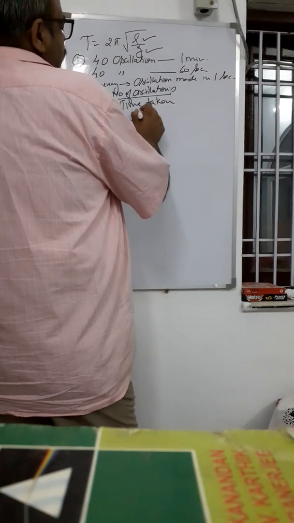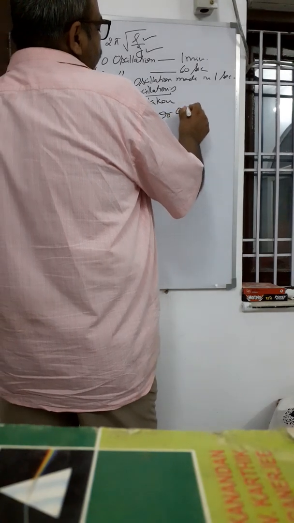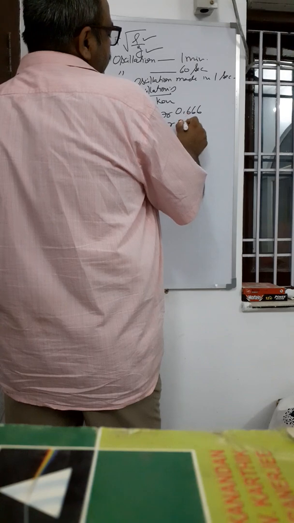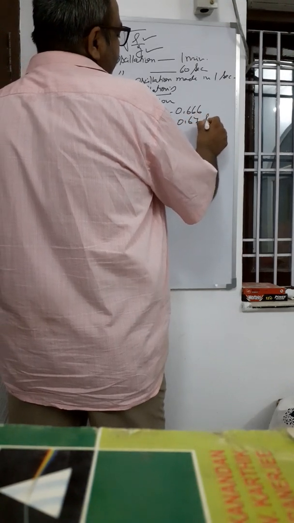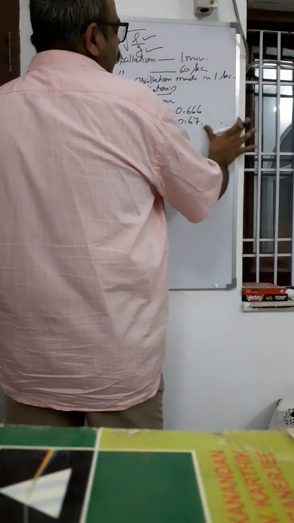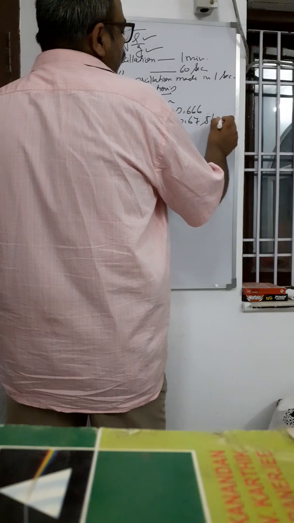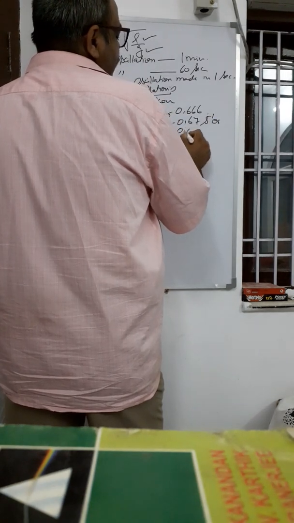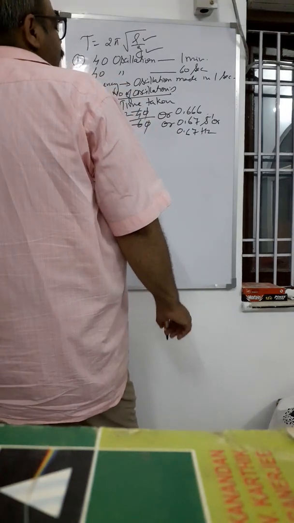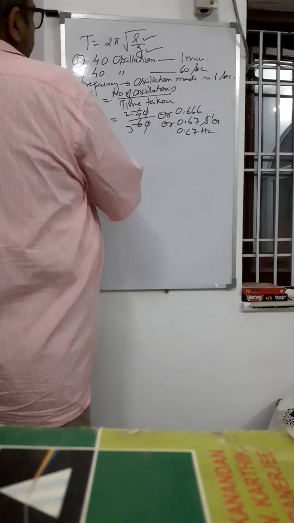40 oscillations in 60 seconds. 0 cancel, 2 times, 3 times, and when you solve, it will come 0.666, or it can be rounded as 0.67 per second, or hertz, 0.67. Anything you can write, both are accepted. This was the first part, or A part.